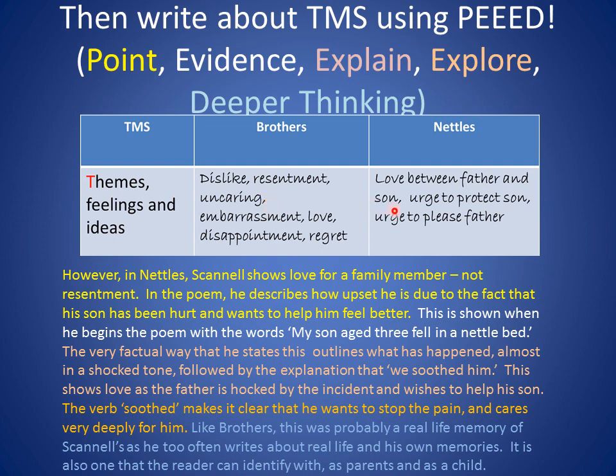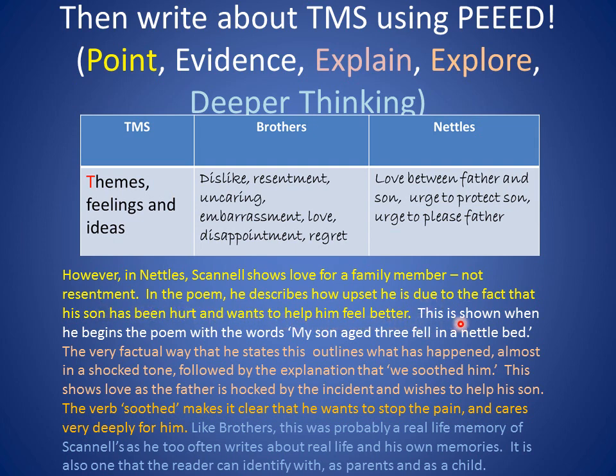So then I've gone on to Nettles, and this time the poem isn't about resentment, it's about love between the father and the son. There's some resentment towards the nettles, but I've chosen to say that there's a different feeling between the family members. However, in Nettles, Scannell shows love for a family member, not resentment. In the poem, he describes how upset he is due to the fact that his son has been hurt and wants to help him feel better.